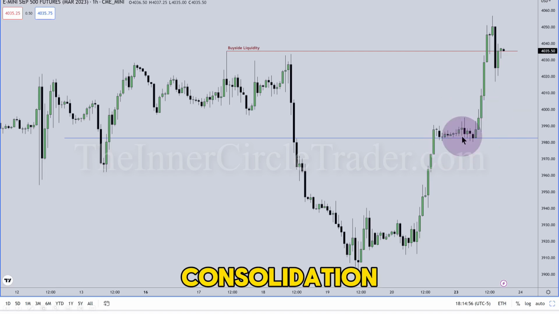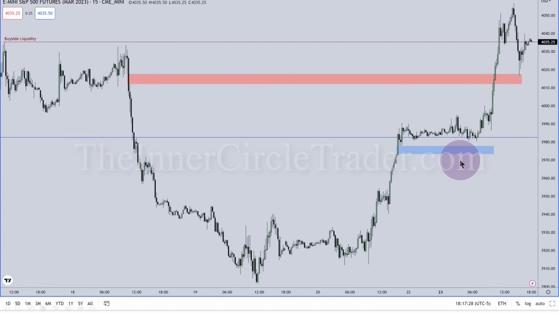So anyway, we're going to look at this consolidation here on the lower time frame. Here is the 15-minute time frame stretched out a little bit more. You can see that low and this low right here. There's a fair value gap right there. This is what I shared on Twitter, this one and this one here. And I mentioned that I favor this one.